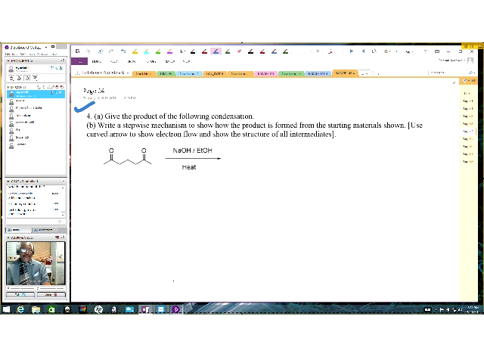Okay, very good, and thank you. Okay, look at this here. I believe we've done this already in question number one. Okay, the first part of this is give the product of the following condensation reaction. Okay, so what kind of condensation reaction is this? Anybody knows? What kind of condensation reaction is this? Anybody has an idea?